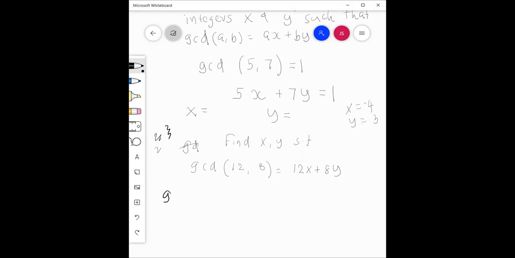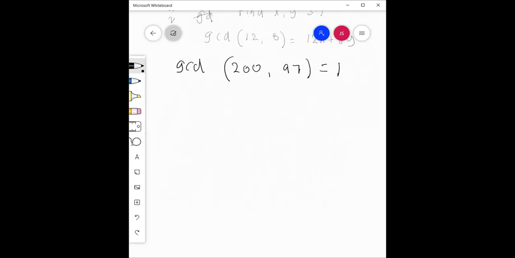We know that GCD of 200 and, say, take a prime number. Is 97 a prime number? Yes. Then definitely that GCD is equal to 1, right? Because 97 is a prime number. Then according to that theorem, again, we can find two integers x and y which satisfy this equation. But remember that it is very difficult to find such integers x and y. But according to the theorem, they exist.